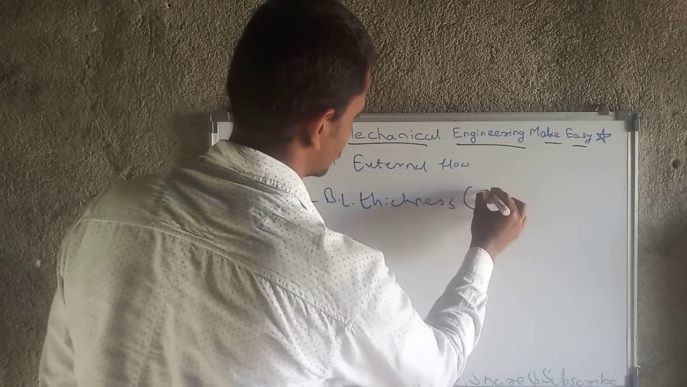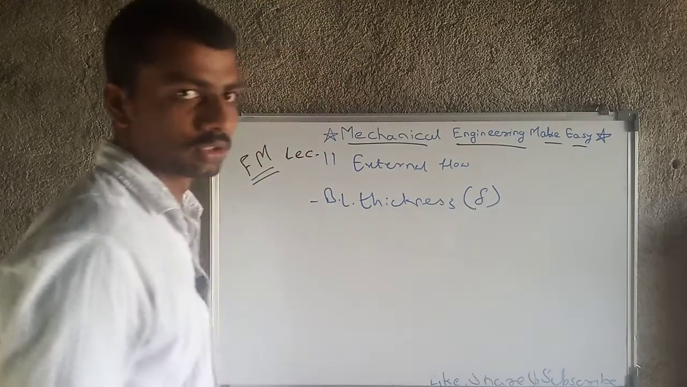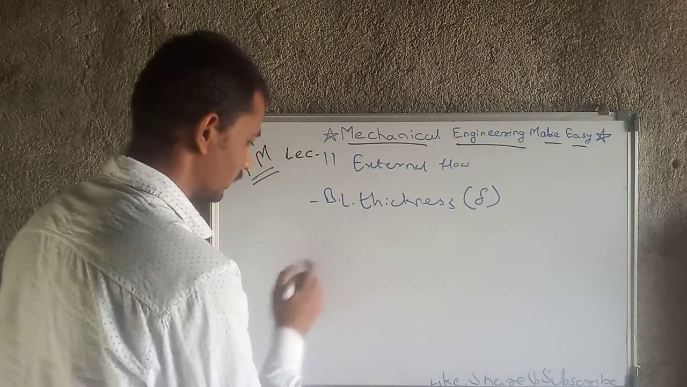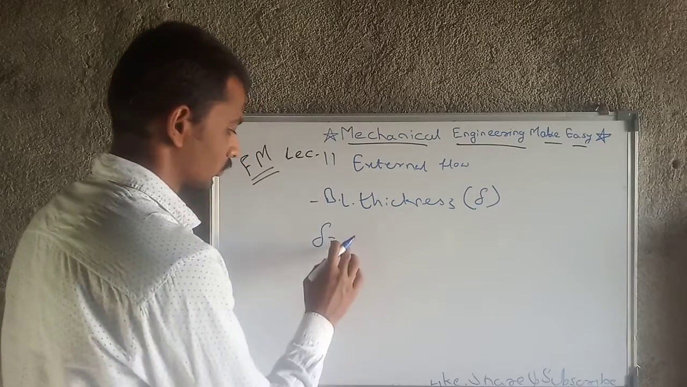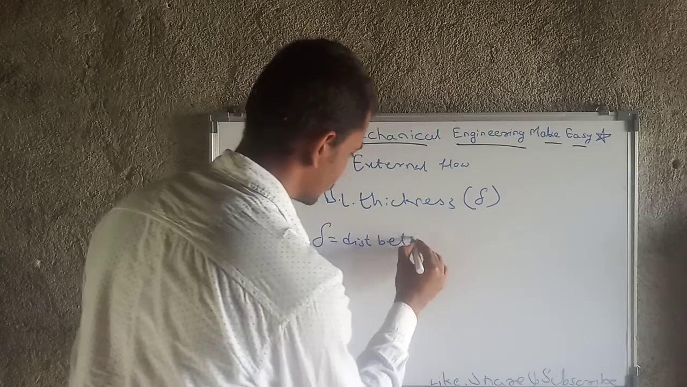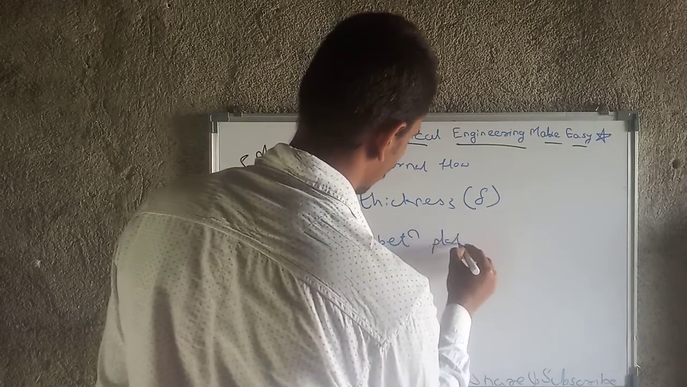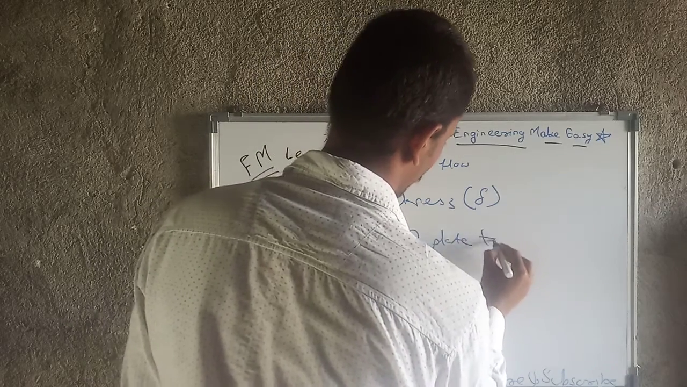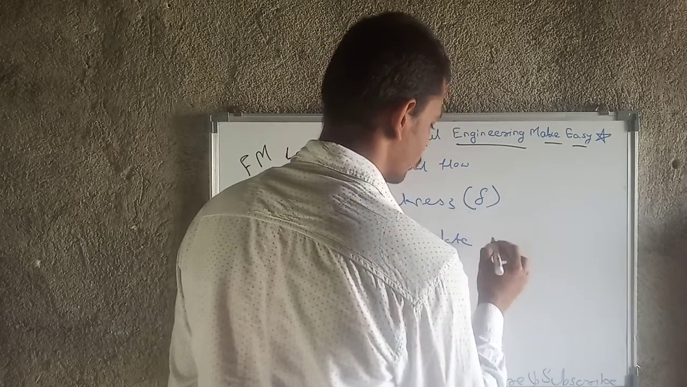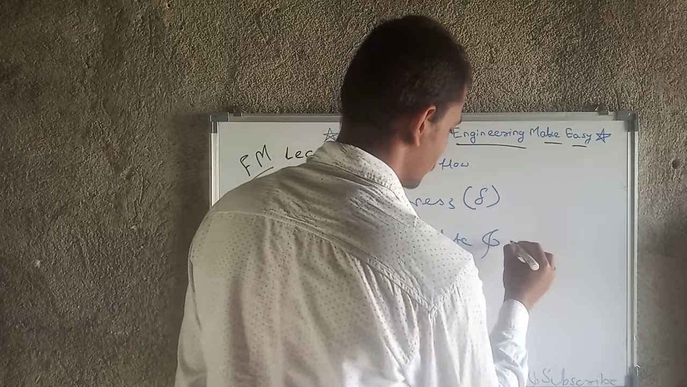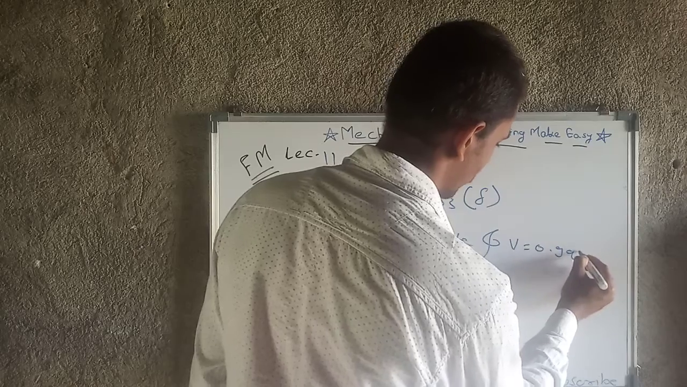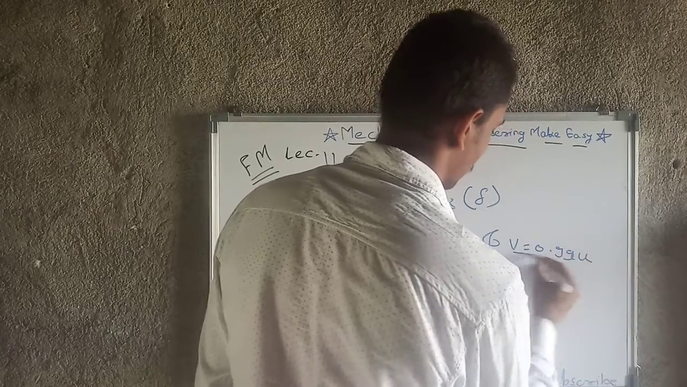Boundary layer thickness, which is denoted by delta. Okay, so what exactly is boundary layer thickness? That is the distance between the plate and the point where the velocity equals 0.99 of the free stream velocity.